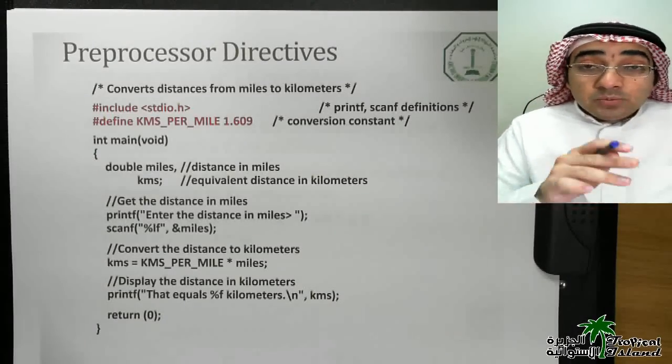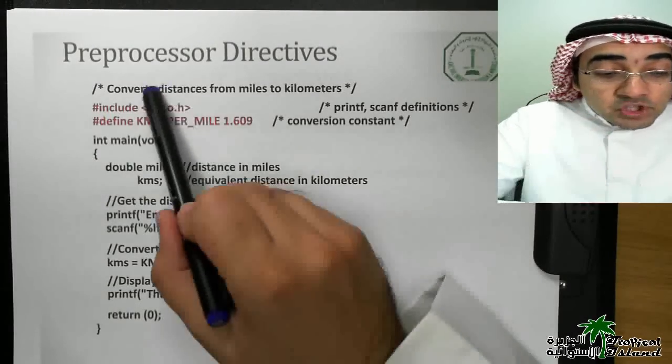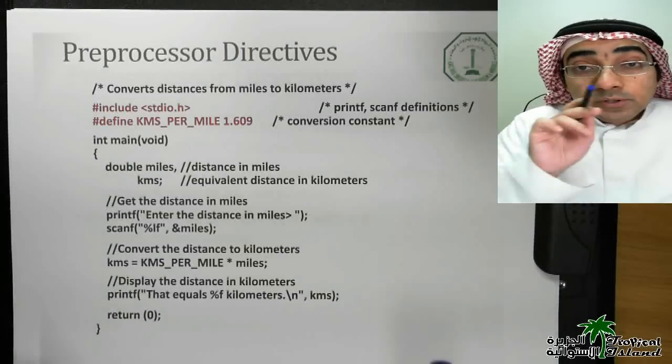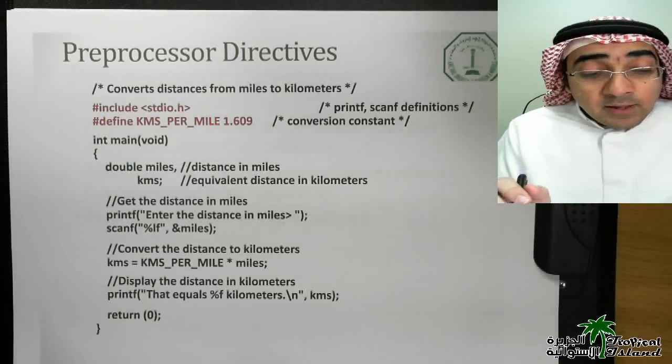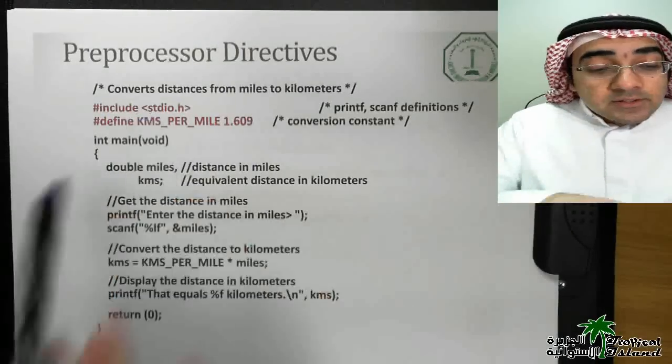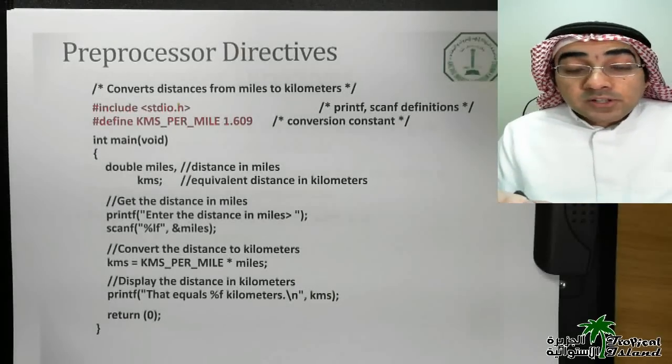So in the machine code, what's going to happen is it's going to copy the machine code of the standard input output library and put it on top in my machine code. Okay, so I will have all the functionalities that are there in the stdio.h library.